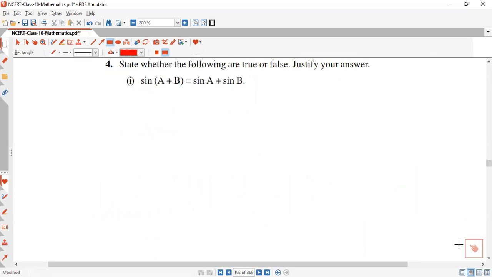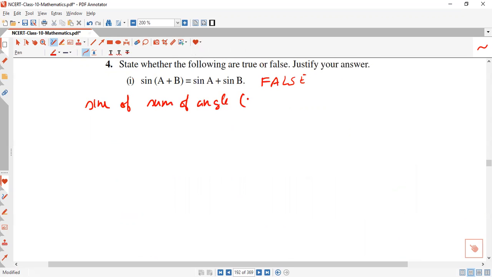Let's say the first one: sin(A plus B) equal to sin A plus sin B. It is false, because the left hand side is a sine of the sum of the angle A plus B.